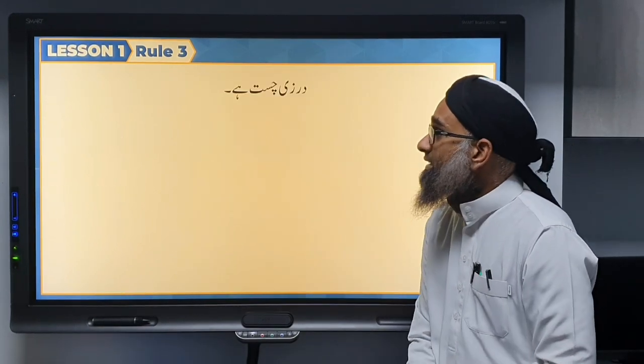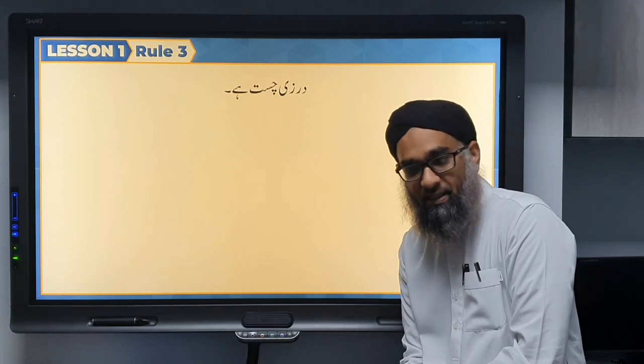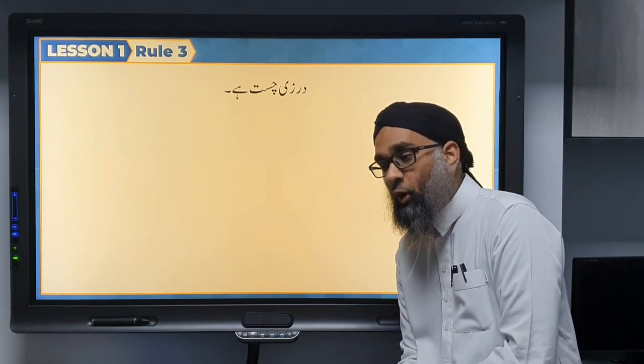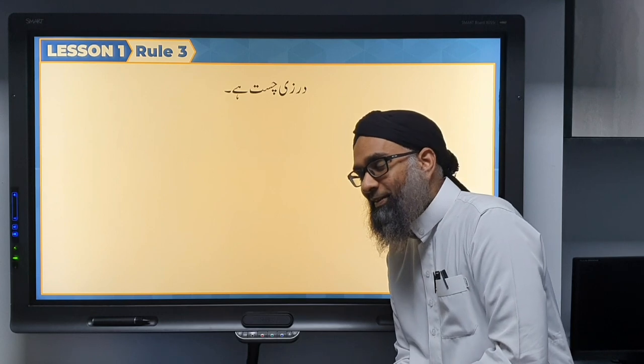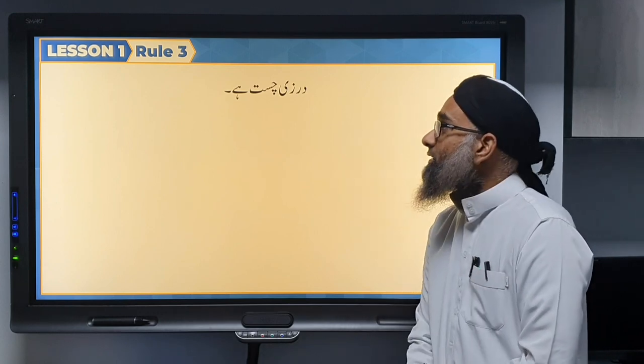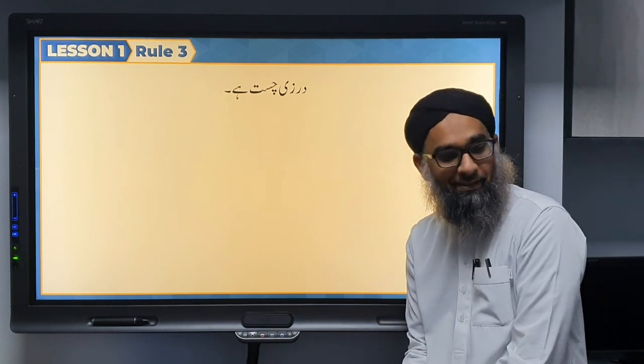Yeah, so darzi is the cloth guy, the cloth one. What's it called in English? Tailor. So darzi chust hai. Stingy.